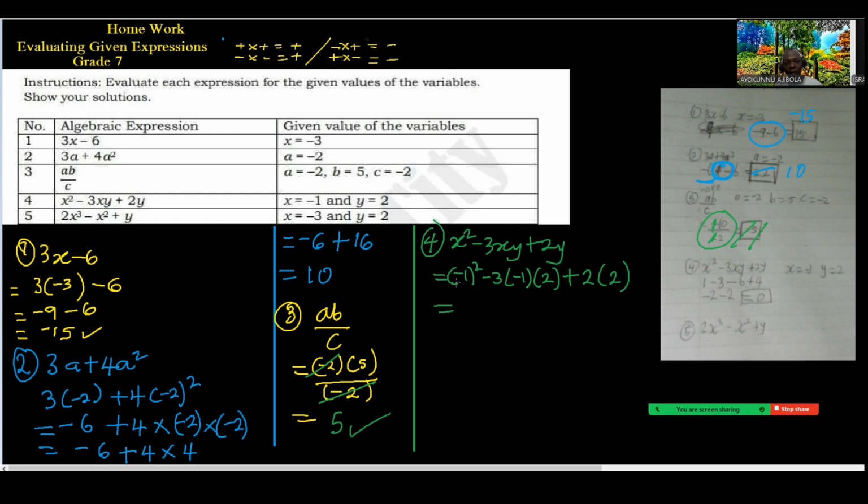So -1 squared is a +1. Then -3 times -1 is +3. Then times 2, that is +6. Then the last one, 2 times 2 is 4. So our answer to this is going to be 7 plus 4, which is 11, instead of the 0 that you've gotten here.